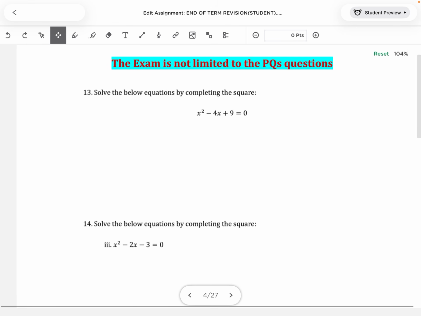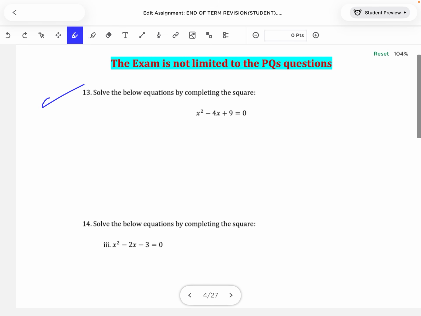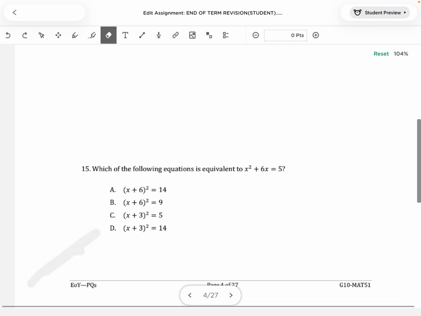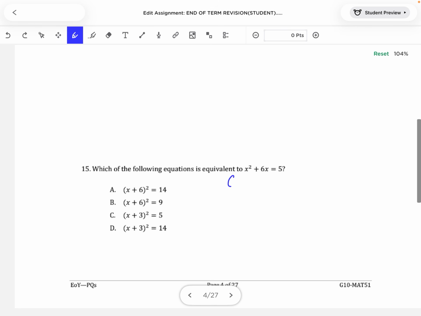These two questions have the same idea: completing the square. Let us see this multiple choice question. Since I have something to the power 2 equals a number, I have to make sure I'm certain that it is by completing the square. So it will be 6 over 2 squared, which is 9. So the equation will be x squared plus 6x plus 9 equals 5 plus 9, which is 14.